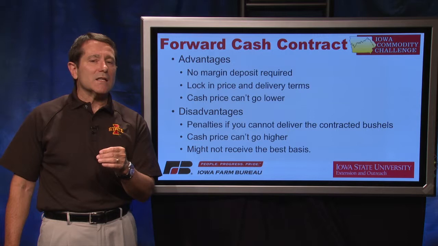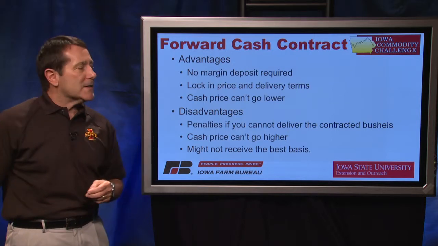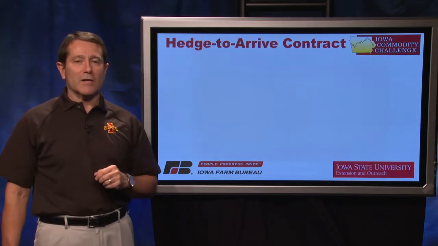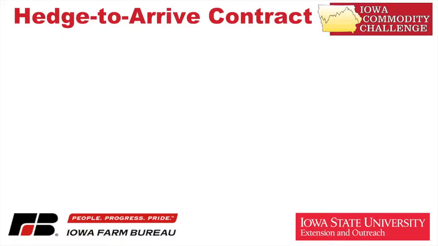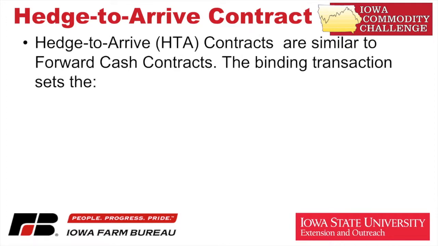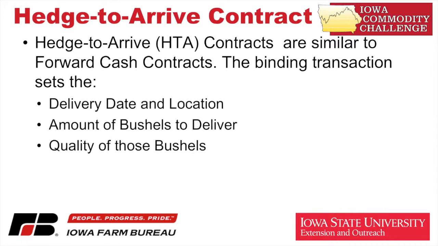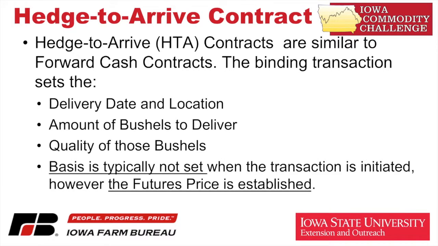But that's why we see a very similar tool offered that we call Hedge to Arrive. Hedge to Arrive is a forward cash contract with but one different caveat. They're very similar. It's a binding transaction with a delivery date, location, the amount of bushels to deliver, as well as the quality of bushels. But when a farmer says, I want to do a hedge to arrive, the likely difference is the basis is not typically set when the transaction is initiated.